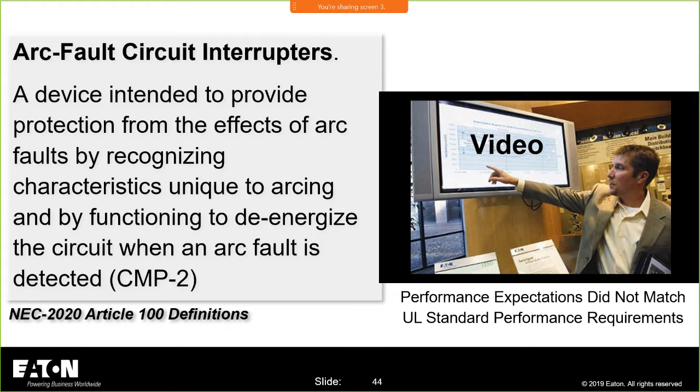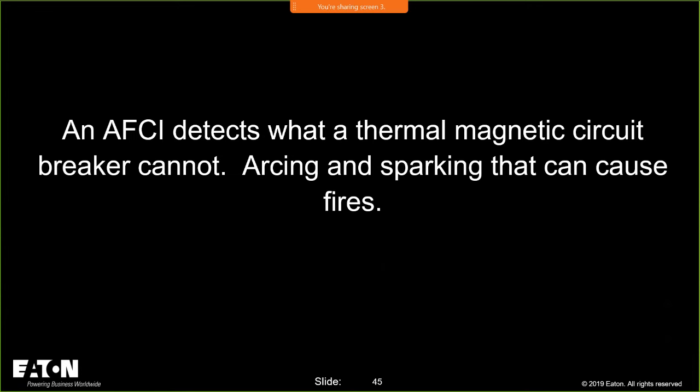It's pretty much been the same because its function is to detect arcing and sparking that a standard thermomagnetic breaker cannot. And the reason we have that is because a lot of people were looking at electrical fires and saying, well, wait a second, I'm protected by a thermomagnetic circuit breaker, and apparently it's not doing its job. So with the AFCI, it's important to realize it detects what the thermomagnetic circuit breaker cannot detect.